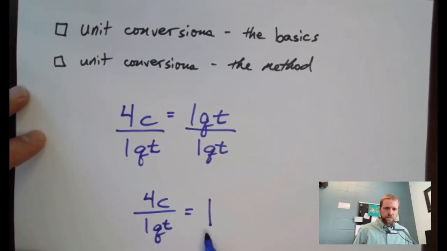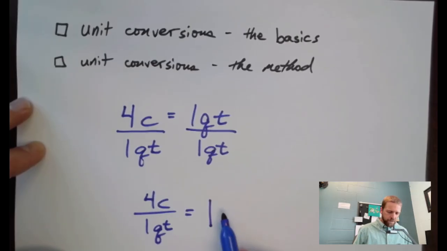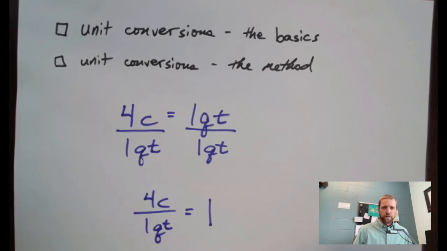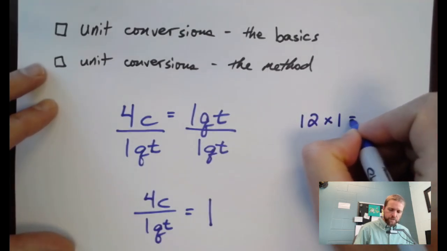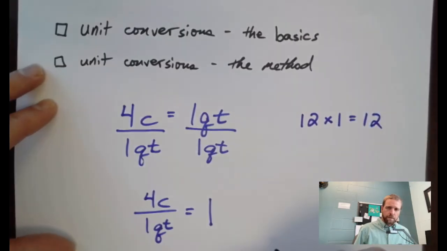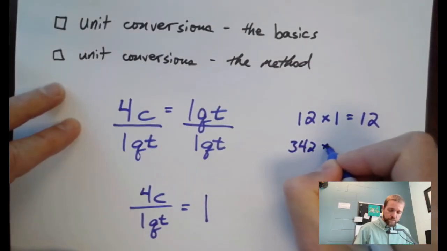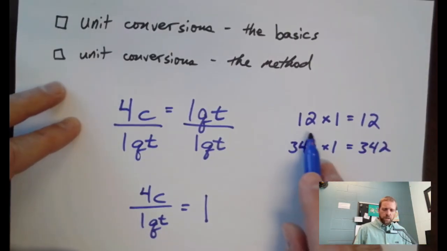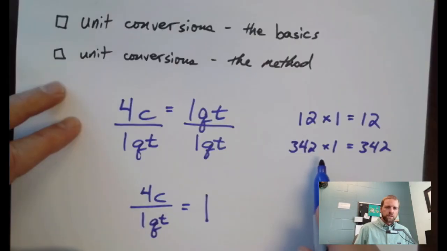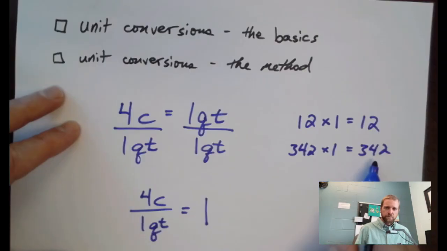Now this is the brilliant part about these unit conversions, because when we talk about math, anytime we multiply anything by 1, we get the same thing. So just a couple of easy examples. If I take 12 and I multiply that by 1, I get 12. If I have a bigger number, 342 times 1, I get 342. So this applies to not just numbers, but other quantities. So if I have any quantity and I multiply it by 1, I get the same quantity.